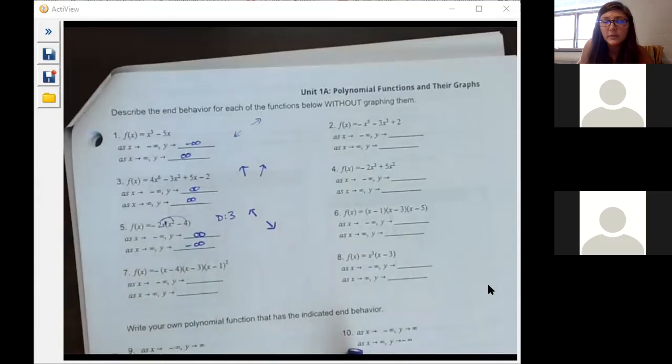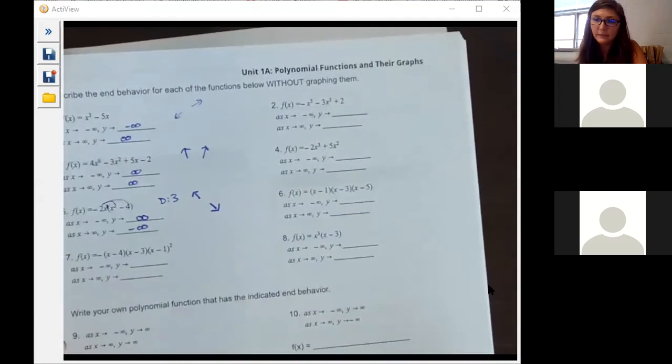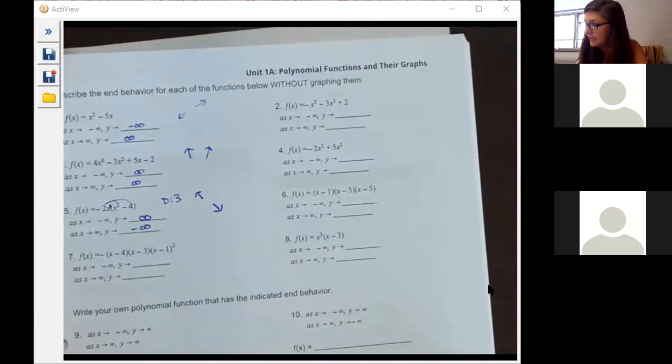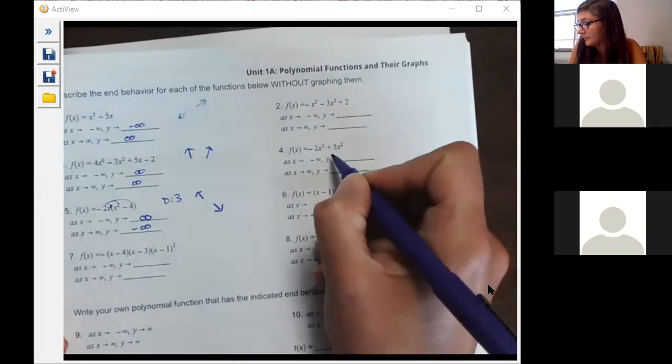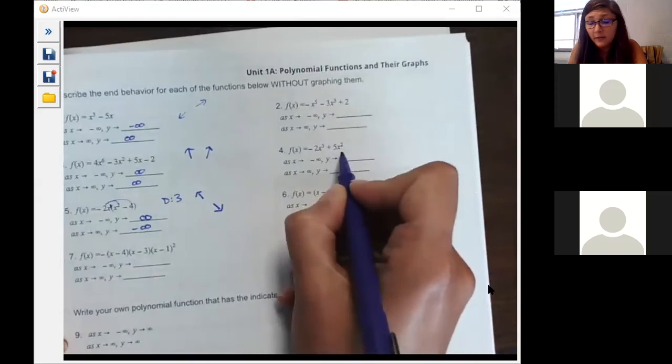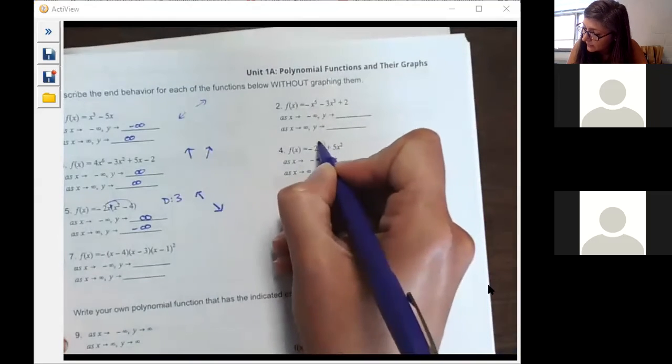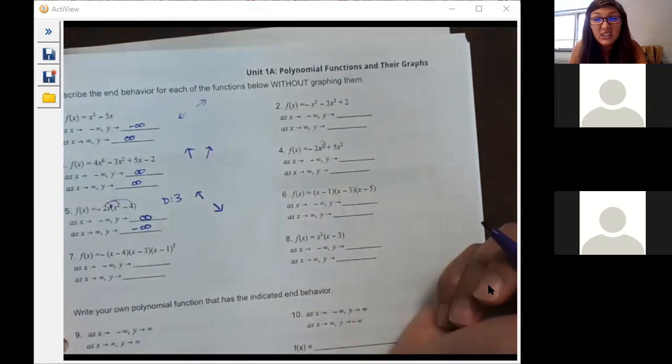I'm going to go through a couple more, but I know that we're almost out of time. So if I take a look at just a couple more examples here with a couple minutes that we have left. Let's say I take a look at number 4. I have standard form here. That means my degree is that biggest exponent. My degree is 3.